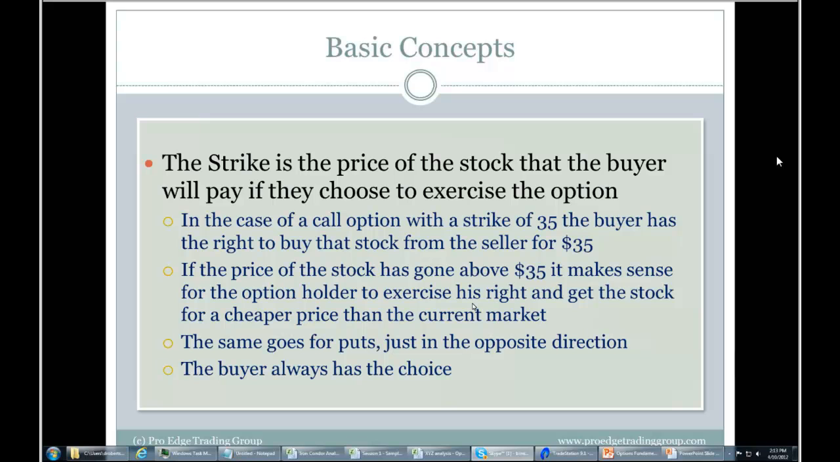And the same goes for puts. Now, puts are just the opposite direction. A call is the ability for me to buy a stock from a person at a specific strike price. A put is the ability for me to sell my stock to him at a specific price. So in the case of my stock and the put option of $35 strike, that means I have the right to sell my stock to another person at $35. If the price of the stock is below $35, then I'm made out on the deal because the price is working out in my favor. So when we're holding on to long puts, we want the stock price to go down. When we're holding on to long calls, we want the stock price to go up.